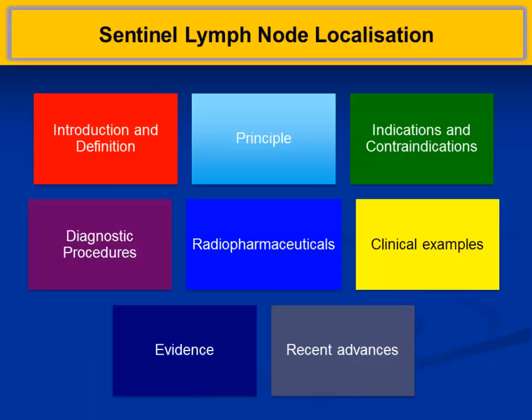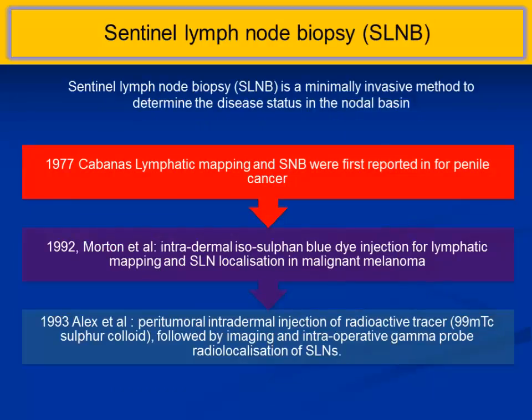And I will cover the basic introduction, principles, indications, pharmaceuticals, and the current literature on the role of SPECT CT in oral cancers. In fact, sentinel lymph node biopsy is a minimally invasive procedure to determine the disease status in the lymph nodes. In 1977, the first lymphatic mapping was reported in patients with penile cancer, and in 1992, Morton was the first to report injecting intradermal isosulfan blue for the assessment of lymphatic mapping in patients with malignant melanoma.